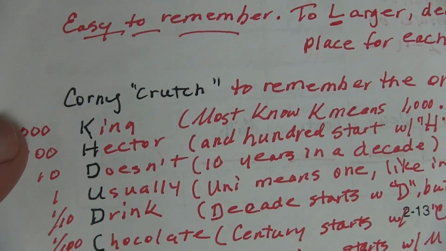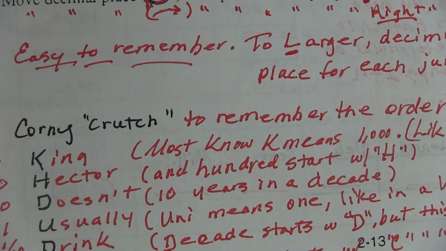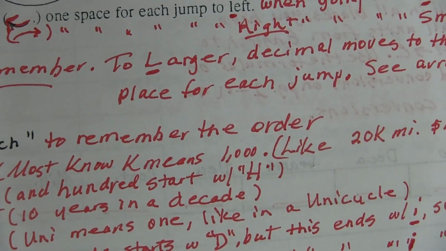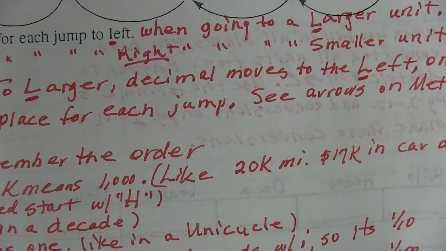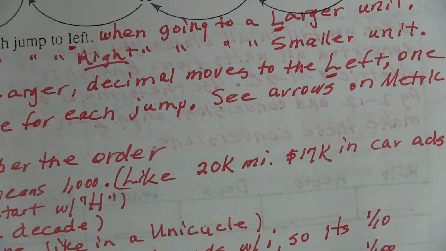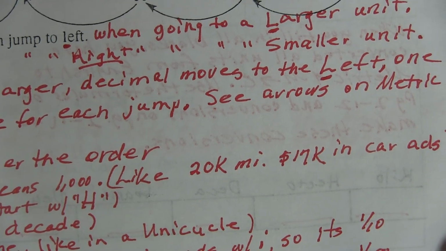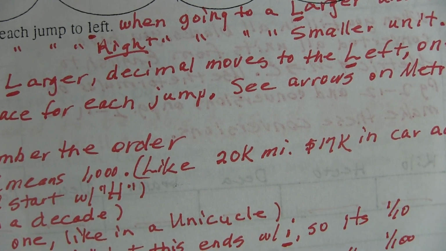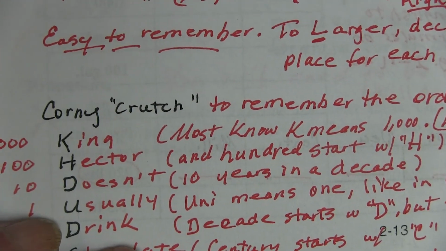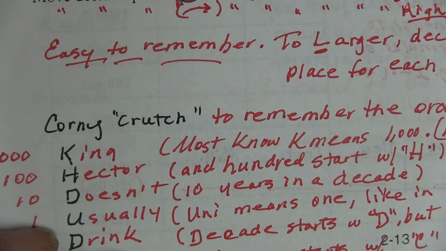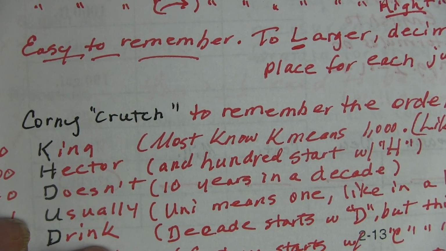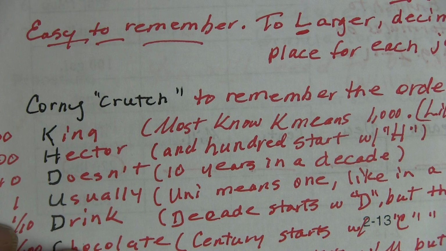Now let's look at the corny crutches here. On the kilo, most everybody knows that K means 1,000. Like if you see a car ad, if it says 20K miles and 17K, everybody pretty much knows that means it's got 20,000 miles and they're asking $17,000 for it. Here's a corny crutch on hecto. The word 100 starts with an H. So hecto, 100. Hecto means 100.